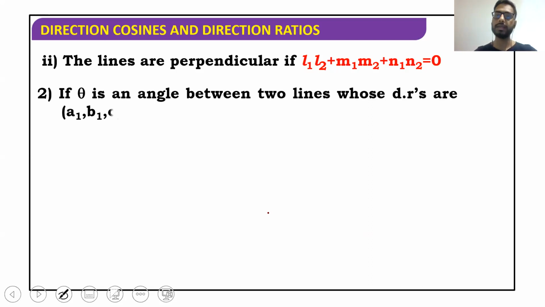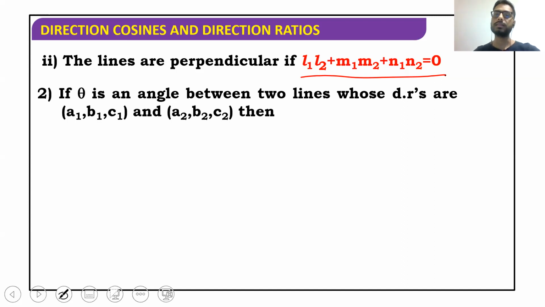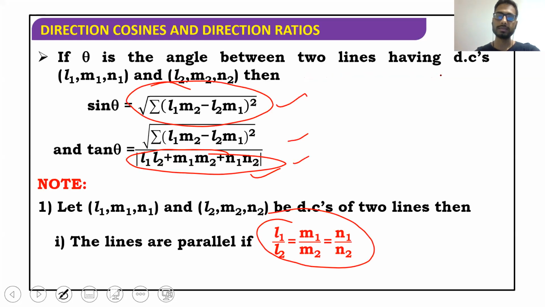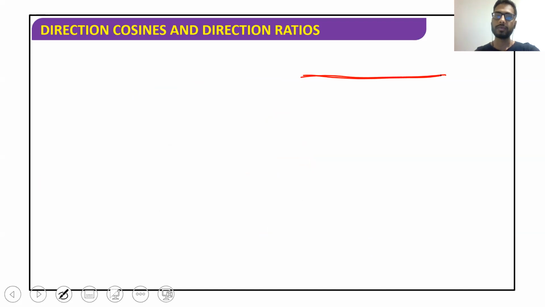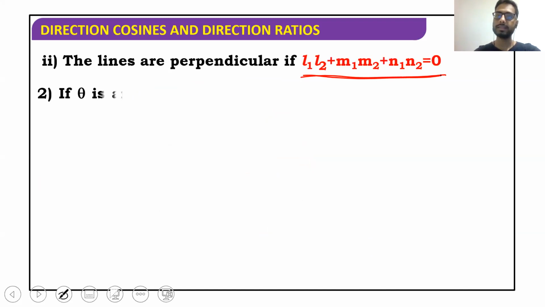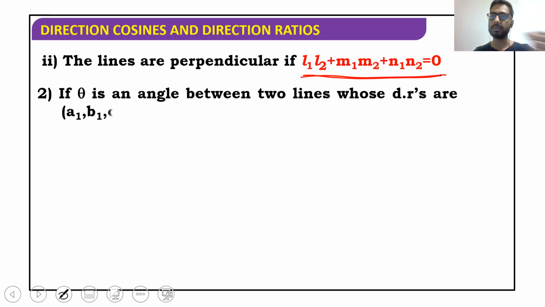And for perpendicularity condition, as we have seen, perpendicular angle is 90 degrees and cos of 90 would be 0. We also know that cos of theta is L1 L2 plus M1 M2 plus N1 N2. Therefore, for perpendicular lines, this product should be equal to 0. So for parallel lines, the necessary condition is the direction cosines are equal. For perpendicular lines, the necessary condition is that the product L1 L2 plus M1 M2 plus N1 N2 is equal to 0.